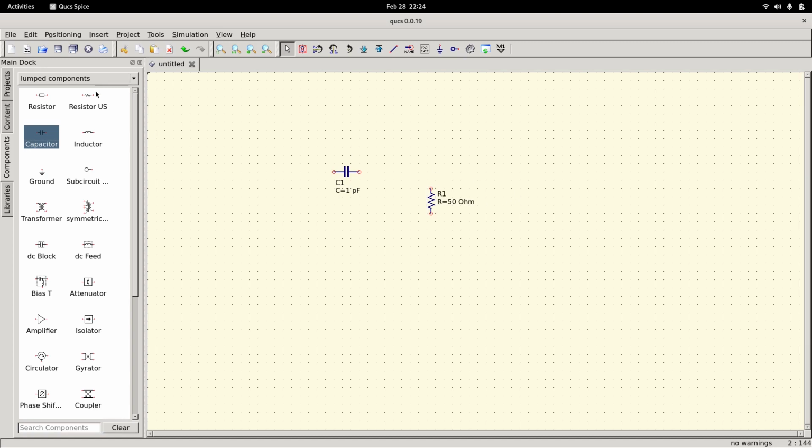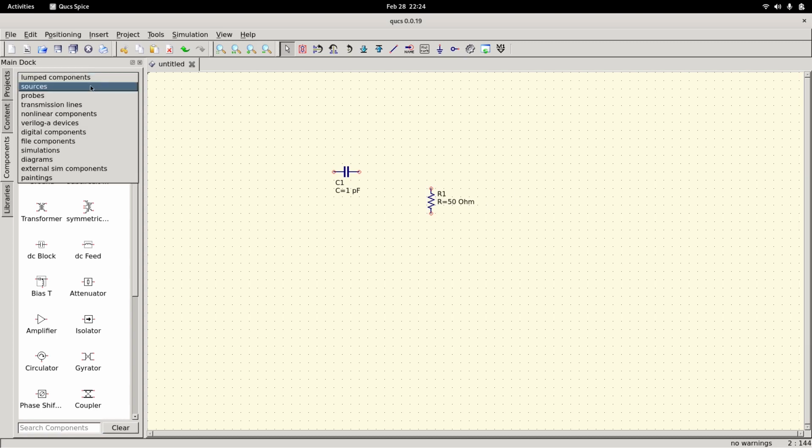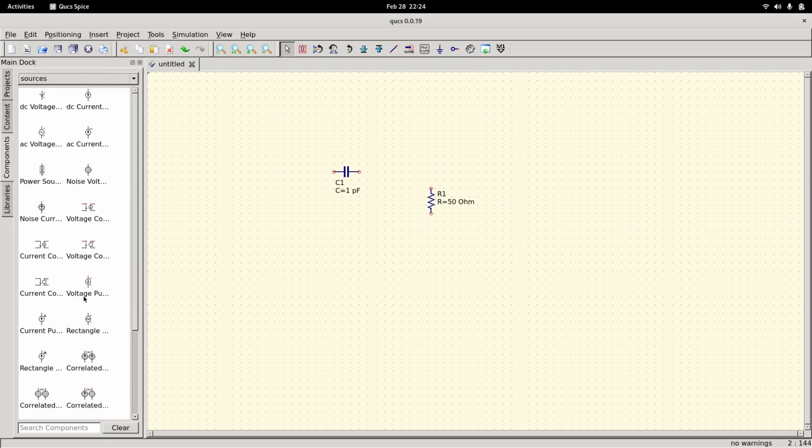Now what remains is a source, a voltage source. So go to sources menu, take a voltage pulse. This is actually a pulse. We are converting this into a step voltage. So that is again placed.